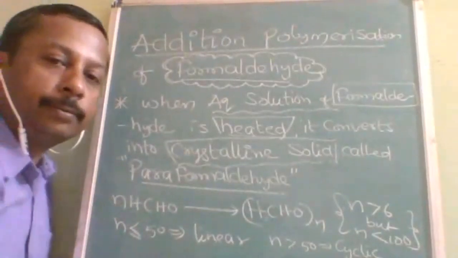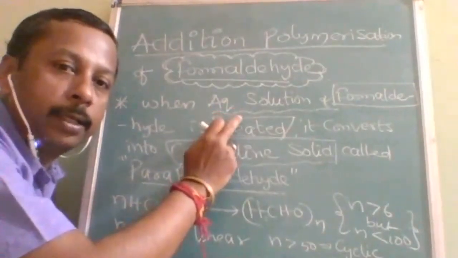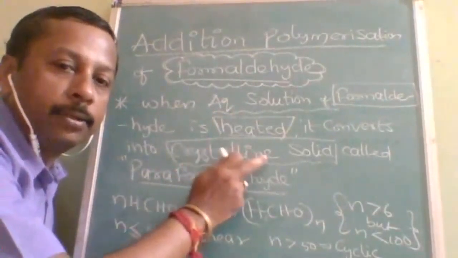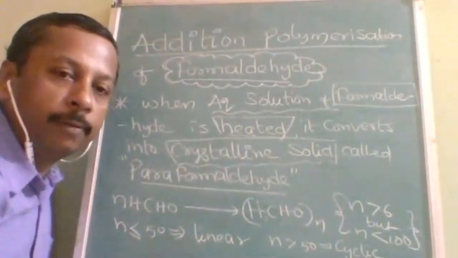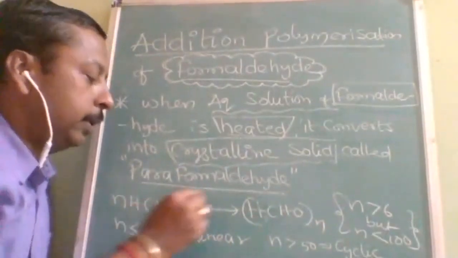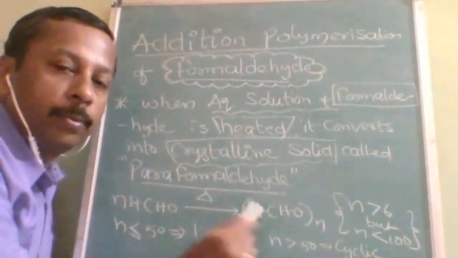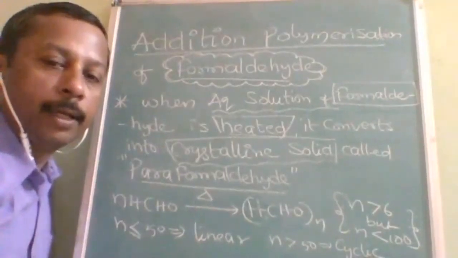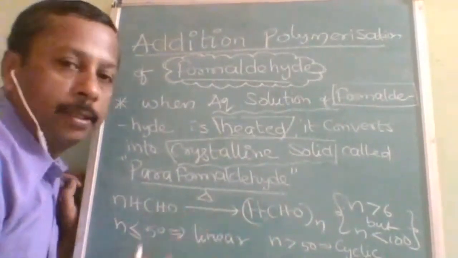Now, depending on the conditions you are providing: you are heating, with the aqueous solution, and what you obtain is a crystalline solid, and it is called paraformaldehyde. But it also depends upon the number of molecules. This is the general equation: n moles of HCHO, aqueous solution, on heating undergoes polymerization to form paraformaldehyde.